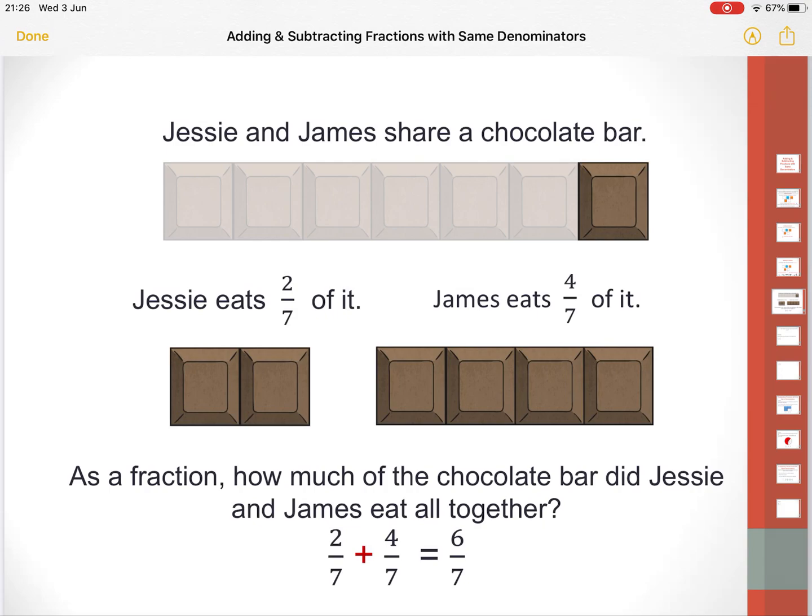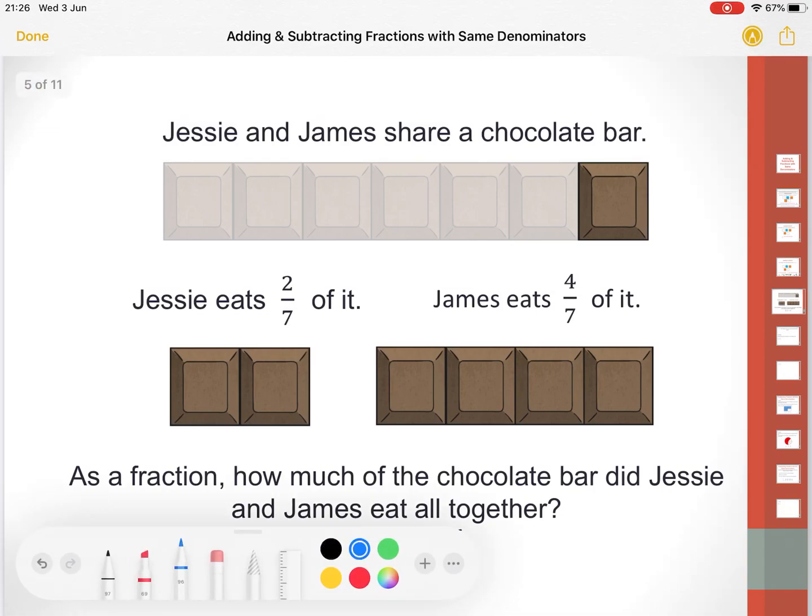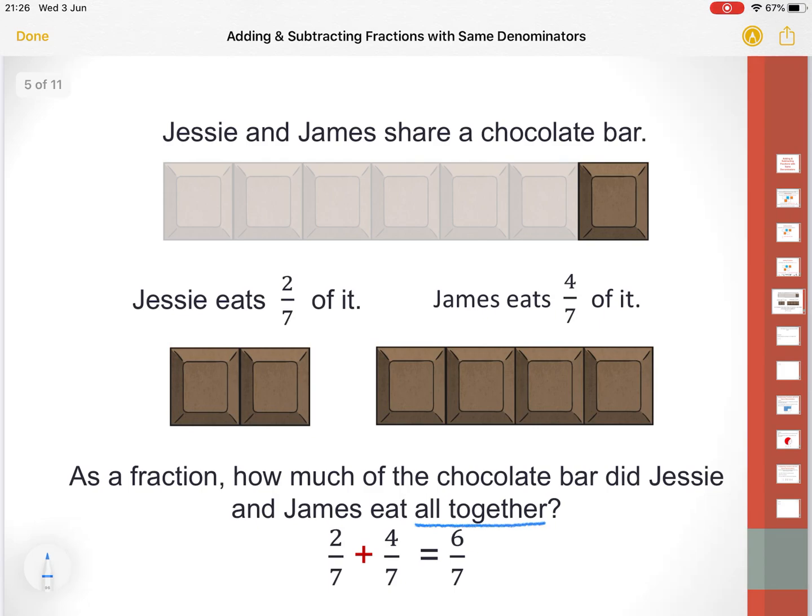As a fraction, how much of the chocolate bar did Jessie and James eat all together, boys, all together? So I have the fraction that Jessie eats. Jessie eats 2/7. I have the James fraction. James eats 4/7. Since I need to know the fraction all together, I need to add 2 sevenths plus 4 sevenths.